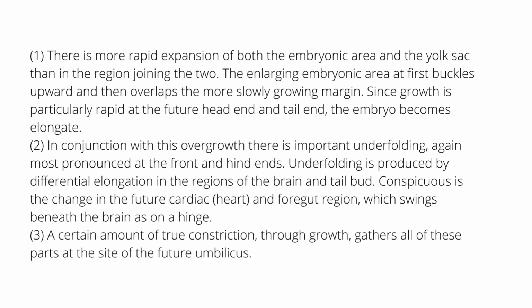One is a more rapid expansion of the embryonic area, an overgrowth, whereas there is also unfolding and underfolding as well, and a certain amount of true constriction through growth gathers all the parts into the future umbilicus. That is how the umbilical cord forms.